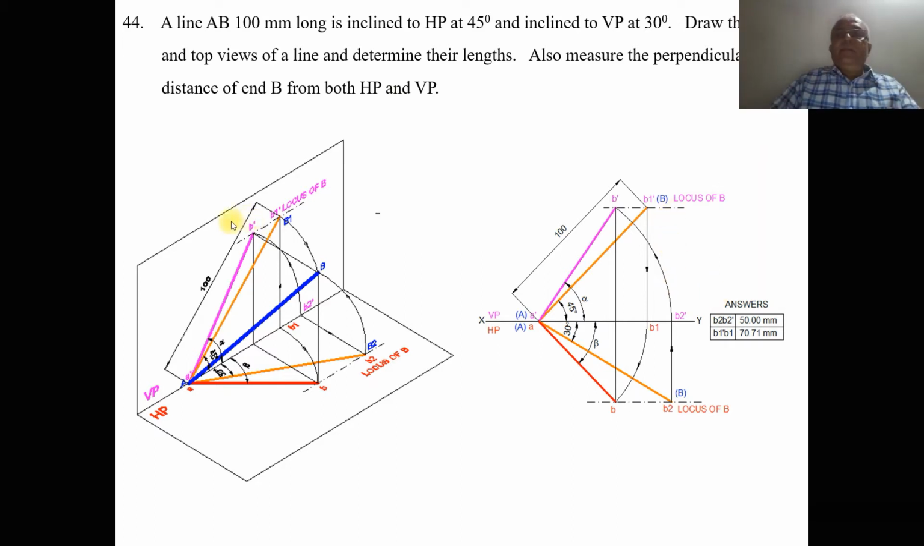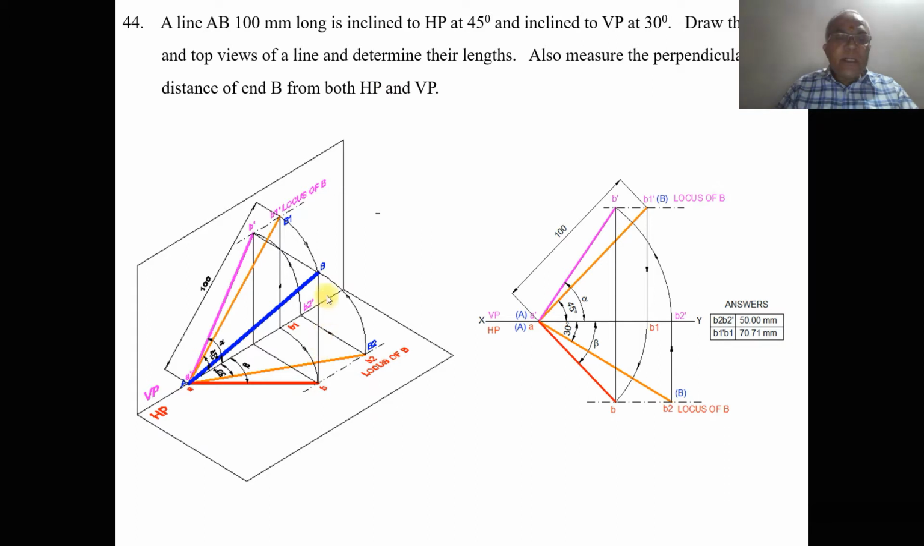Now, how do we analyze this problem? Here he has not given whether the end A is on HP and VP, but still we have considered one end, point A, to be resting on both HP and VP. Why have we considered that? Because he says to measure the perpendicular distance of B from both HP and VP.